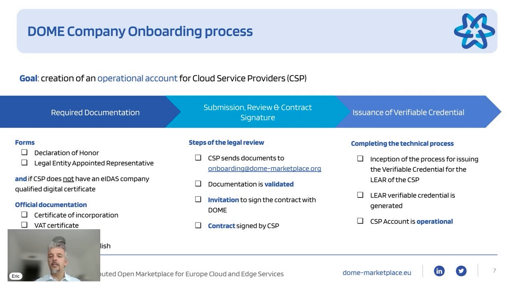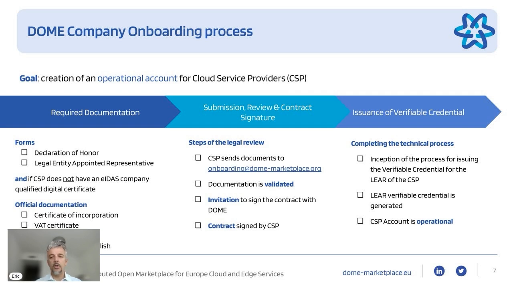This stage is needed in order to ensure that your company actually exists and that the people designated to represent it vis-a-vis the DOM marketplace ecosystem are vested with the capacity to represent your company in a binding manner. To that end, you are requested to fill in 2 forms, the declaration of honor and the appointment form of the legal entity appointed representative, the so-called LEAR. You must have them signed by the legal representative of your company.